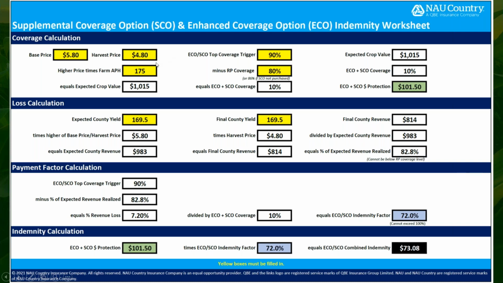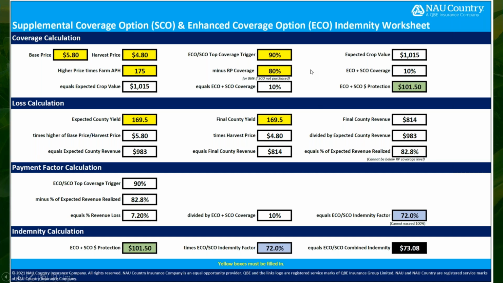We also get to use our APH. So for producers whose APHs are higher than the expected county yield, you get the benefit of having more dollars. And so we multiply your APH times the base price. In this case, comes up with $1,015 an acre expected crop value. Multiply that by my band of coverage of 10% that I'm buying, that value is worth $101 an acre. Next, we calculate the loss, and because of the dollar loss in price, our revenue went from 983 in the county down to 814. So we ended up producing 82.8% of the expected county revenue.